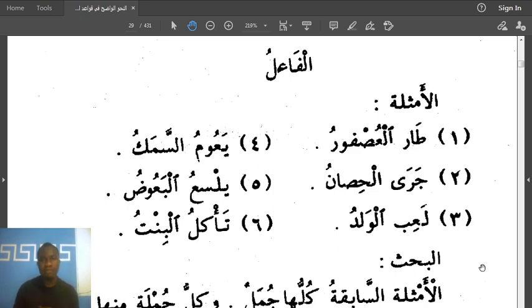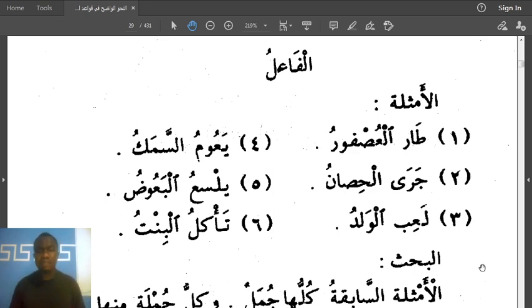Now we've known the divisions of a verb. We've also learned that we have a present tense verb, we have a past tense verb, and then we have an imperative verb, that is the command form, the command verb. Now we are going to learn what a fa'il is.